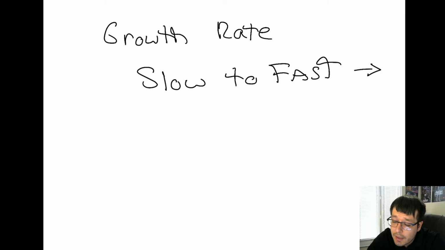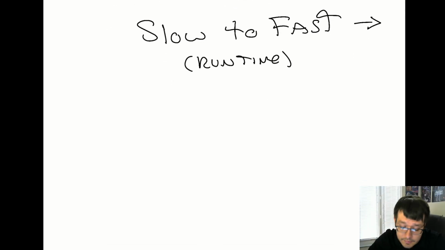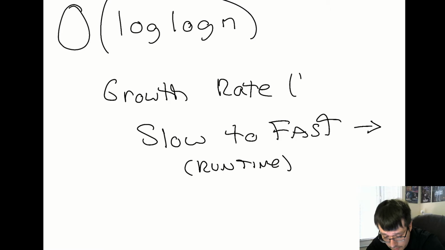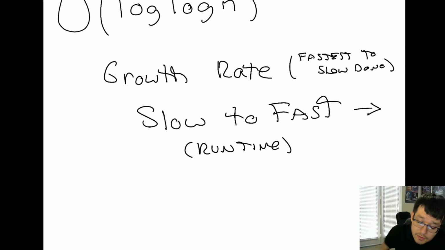So when you think about asymptotic complexities, the bigger the number means that it is the fastest to grow, or in the sense that it gets the slowest quickly, okay? Fastest to slow down. You gotta make sure you don't mix up these terms, okay?